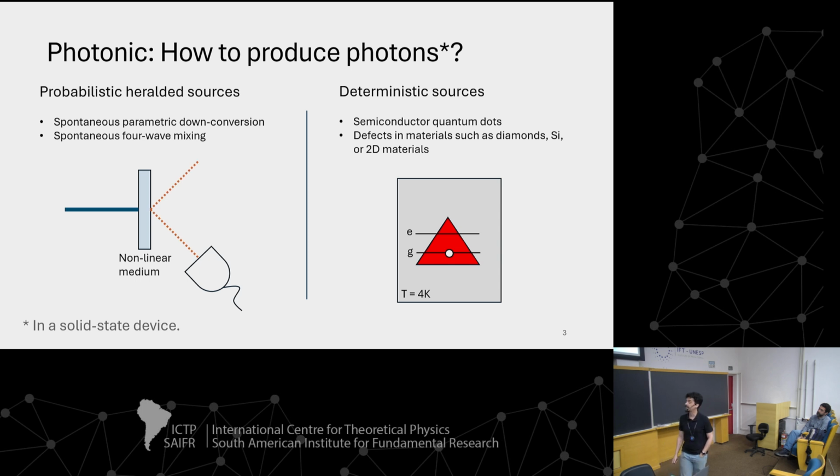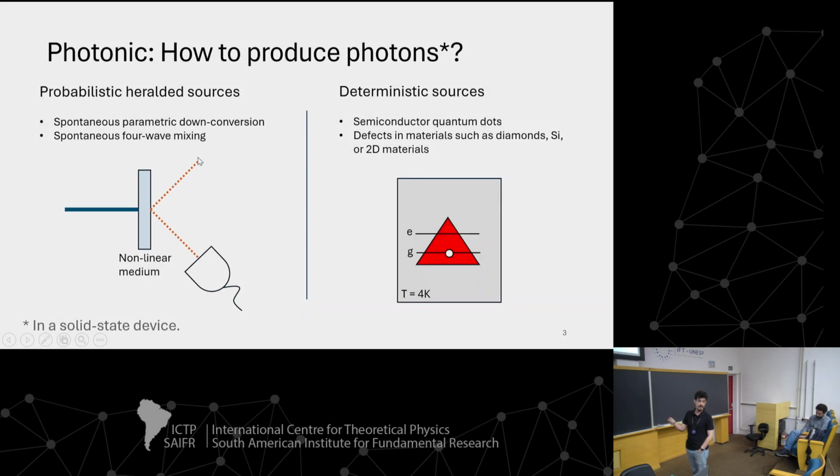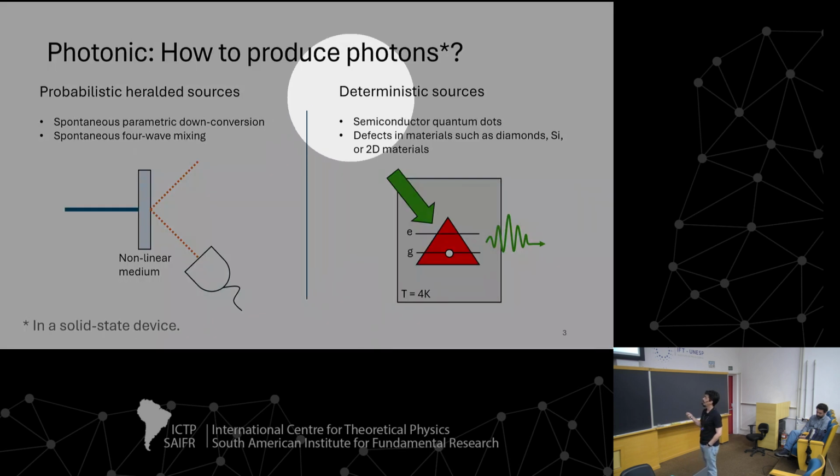And how do we get these single photons? So you can do it probabilistically, where you have a nonlinear medium and you impinge a pump laser and you get pairs of photons. You detect one, you know its twin is propagating, and you can use this heralded source of single photons.